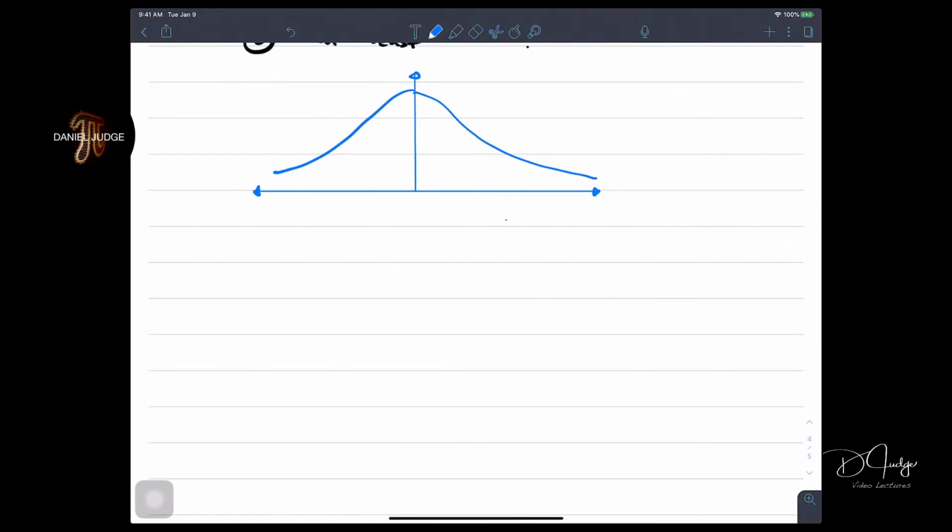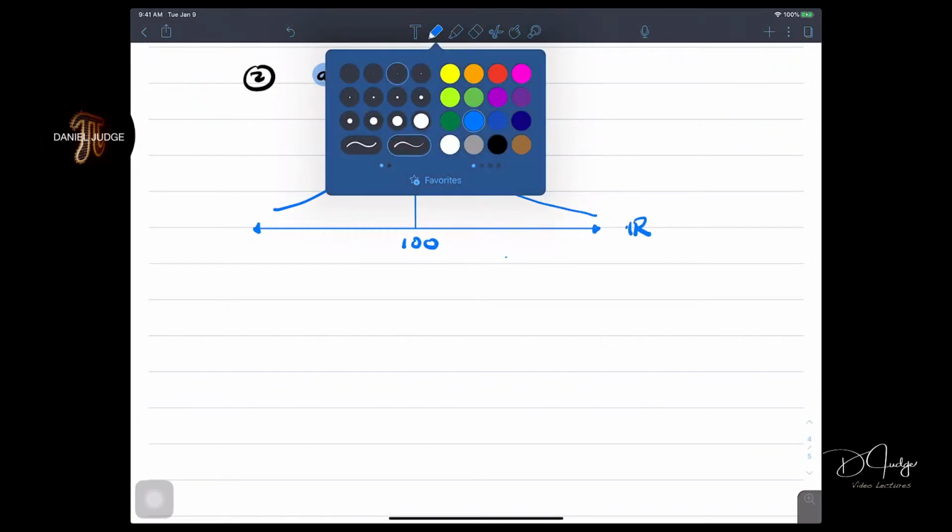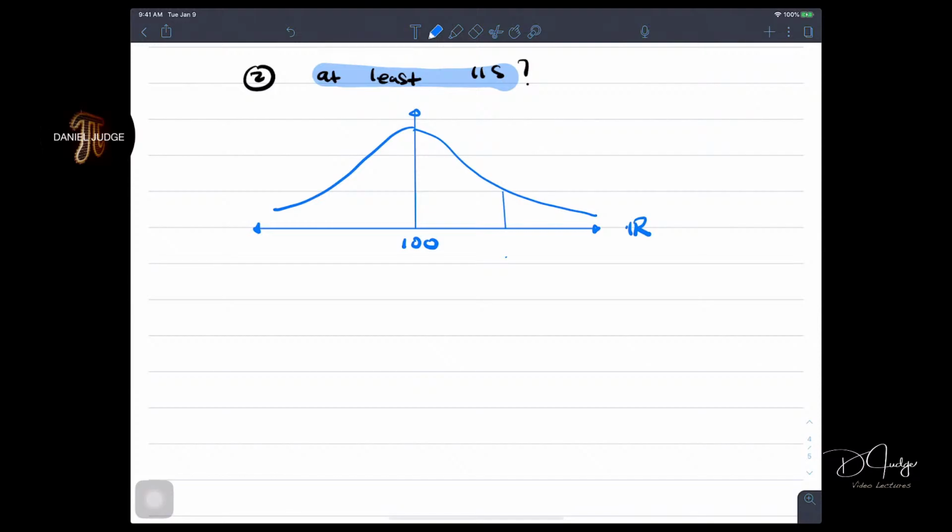This is an IQ score. The mean is 100. This is the same question. So I have to understand, I haven't drawn a picture of the question, at least 115. Where would 115 be in relation to 100? Is it to the right or is it to the left? Remember, this is a real number line. Larger numbers live to the right. So 115 is to the right of 100, ladies and gentlemen. Now, at least means 115 or more. So we're going to need to shade this right tail.